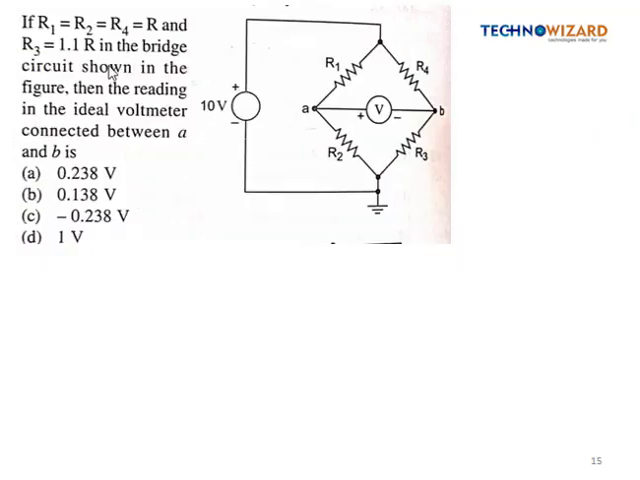So let's see our next question. Okay, so this is our next question. In this question it is saying that if R1 is equal to R2 is equal to R4 is equal to R, and R3 is equal to 1.1 of R in the bridge circuit shown in the figure, then the reading in the ideal voltmeter connected between the points A and D is. Okay, so here the value of R1 is R, R2 is also R, R4 is also R, and R3 is 1.1 of R. Now we have to find out the voltmeter reading, right?